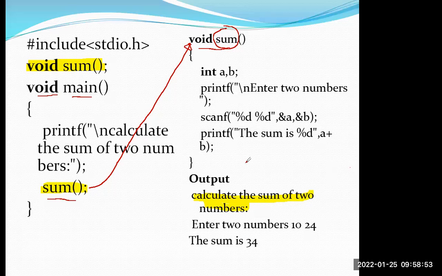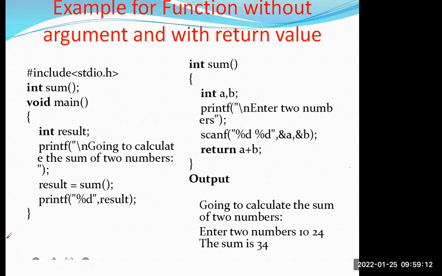You are not passing any value back to the main program. Whatever operation is performed here will be displayed on the screen. You are not returning any value. Okay. Next example, we will see a function without arguments and with a return value. We will use some return value back to the main program.